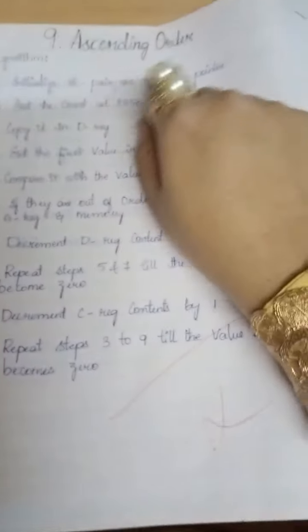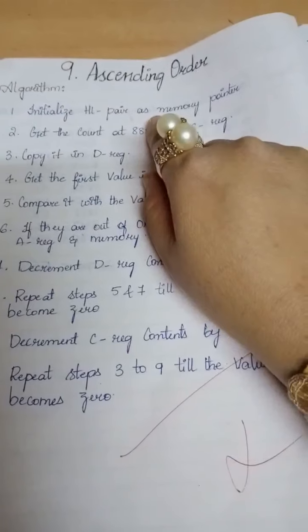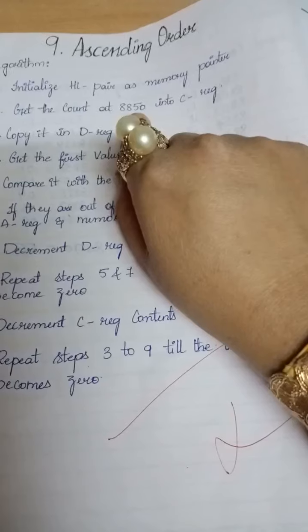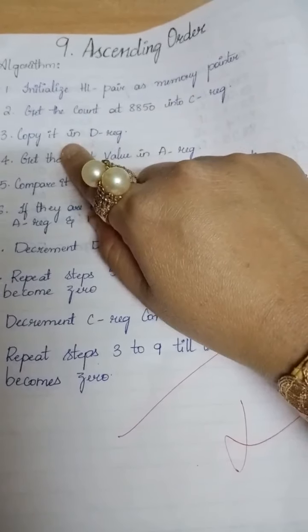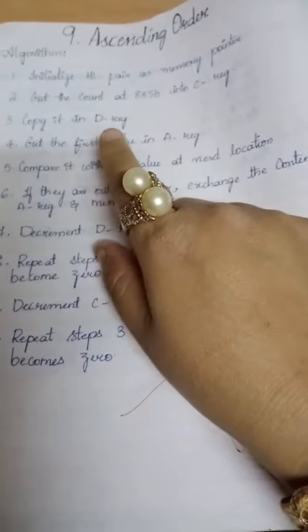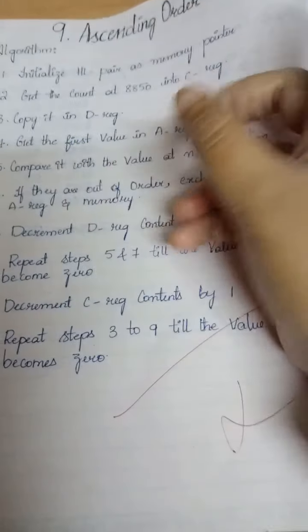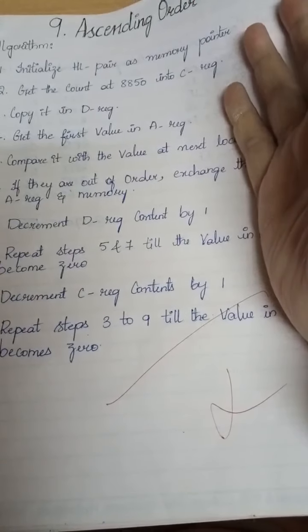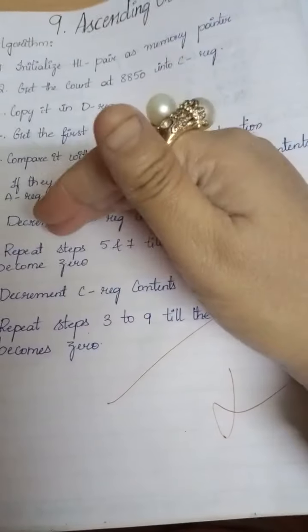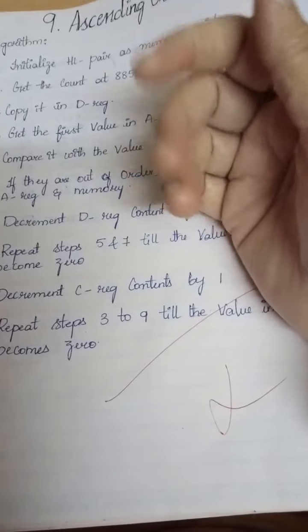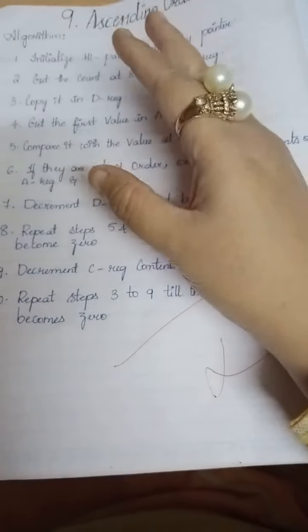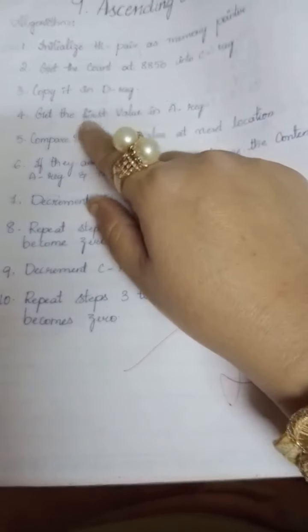In this ascending order program, first you have to initialize the pair of registers as the memory pointer, get the count in 8850 into the C register, then copy that into the D register also. Two counts you should copy, one in C and one in D, because when you are arranging, the C register will be decremented, and when you transfer the arranged numbers to the main memory, D will be decremented. So there are two counts.